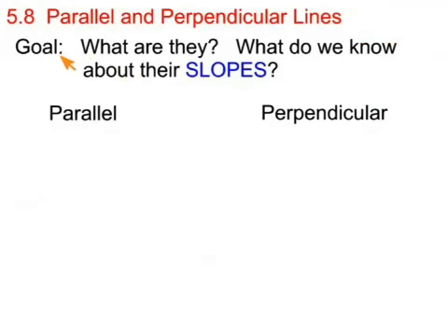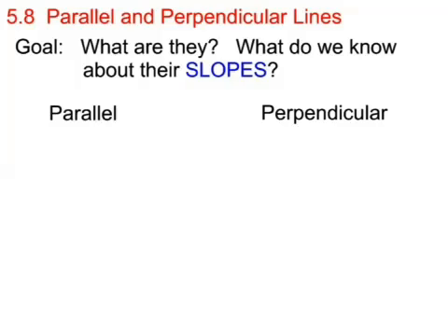Let's take a look now at 5.8, which really just deals with some vocabulary as well as using point slope and slope intercept to write equations of lines. We're going to talk about parallel and perpendicular lines. First of all, our goal is to answer what are they and what do we know about their slopes? Because in Chapter 5 we've been dealing a lot with slopes of lines and their graphs.